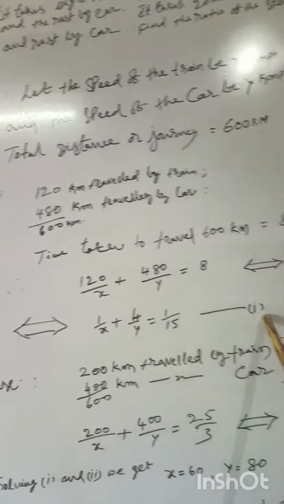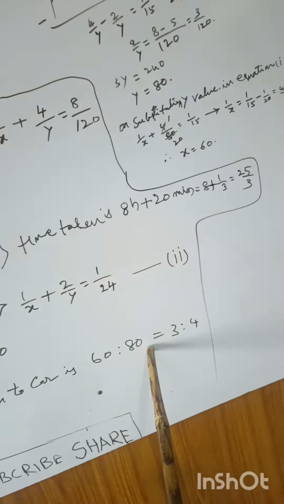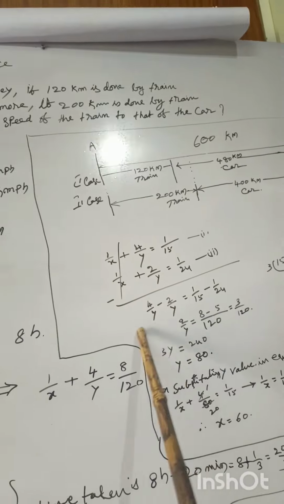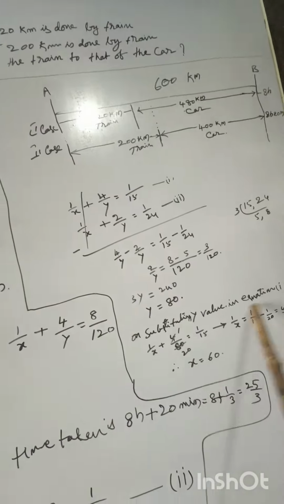On solving equation 1 and equation 2, we get x is equal to 60 and y is equal to 80. So the ratio of the speeds of the train to the car is 60 to 80, which is 3:4. So that you can see the solving here. Subtract equation 2 from equation 1. On subtracting, you will get this equation, and we will get y first. Then substitute this y value in equation 1.